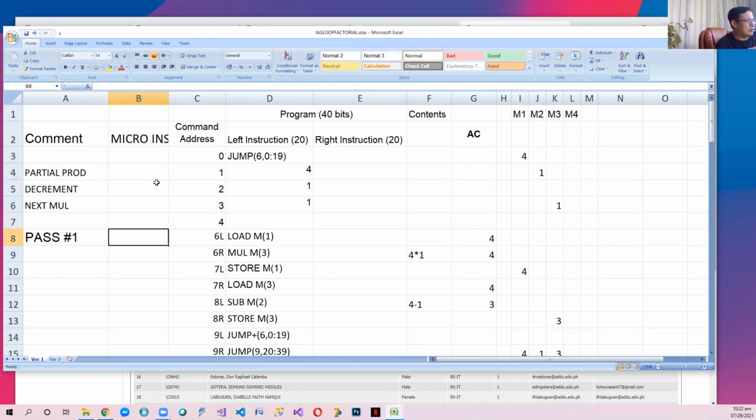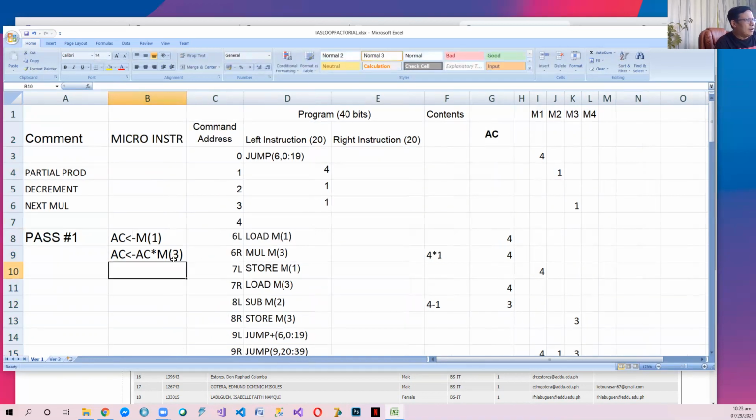This is the micro instruction. Load M1. Load M1 means AC receives M of 1. Do you follow? Okay, so AC becomes 4. And then we have mul M3. What do we mean by this? AC receives AC times M of 3. Do you follow?